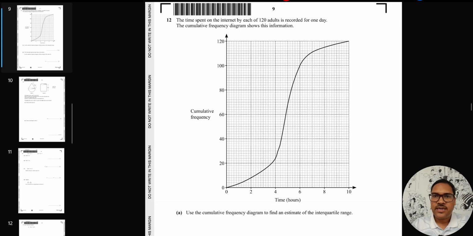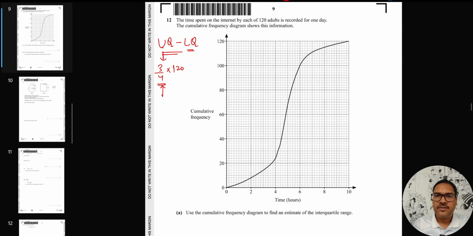Now, what is the interquartile range? That is the upper quartile minus the lower quartile. That is called the interquartile range. Right? Now, how to find the upper quartile? Upper quartile is basically 3/4 of the total number of students or the total frequency. Right? So this is 120. Corresponding to this, what is the value?